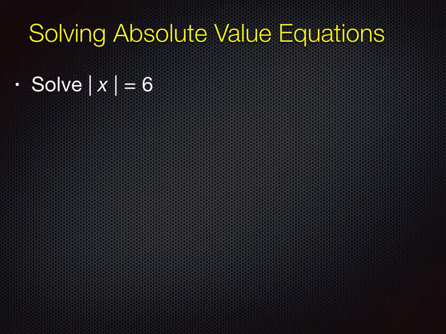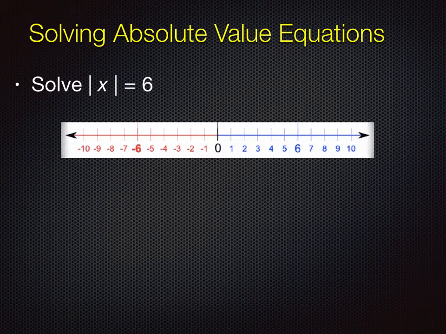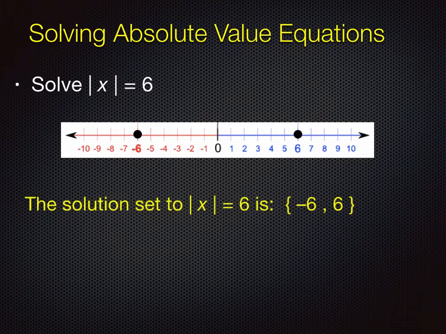Here's a simple absolute value equation. We're saying solve the absolute value of x equals 6. In other words, find the number or numbers that are 6 units away from 0. Here there are two solutions, -6 and 6.